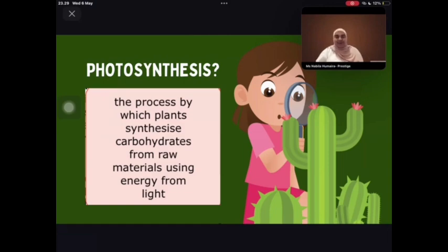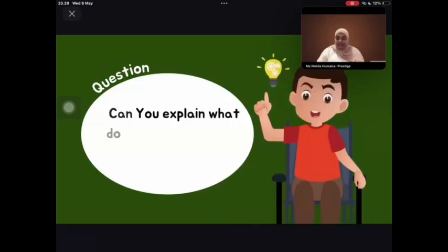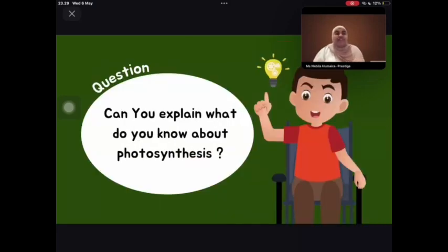So if you see the light, you see the plant, you see the green plant, so all the things that they need for photosynthesis. Then I have a question. Can you explain what you know from previous learning about photosynthesis? Yeah, I know that one. You already know about photosynthesis in previous learning.